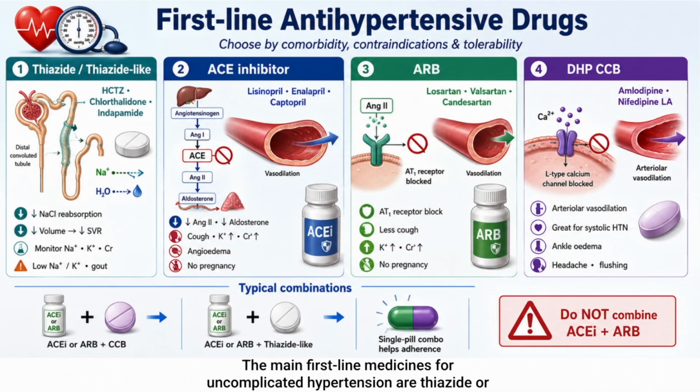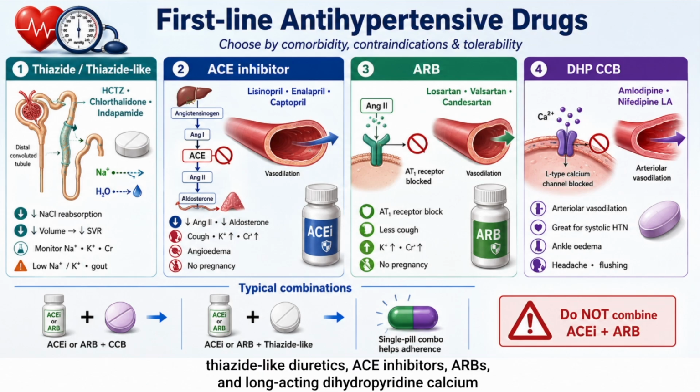The main first-line medicines for uncomplicated hypertension are thiazide or thiazide-like diuretics, ACE inhibitors, ARBs, and long-acting dihydropyridine calcium channel blockers. The choice depends on comorbidities, contraindications, and tolerability. Thiazide-type diuretics reduce sodium and water retention. Important adverse effects include low sodium or potassium and gout, so electrolytes and kidney function should be monitored.